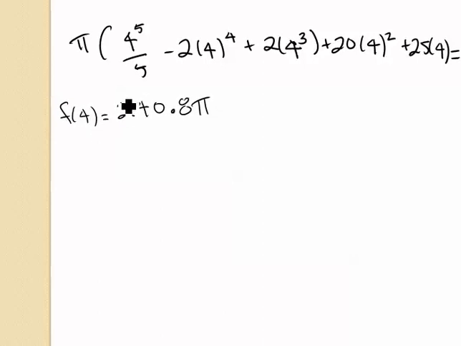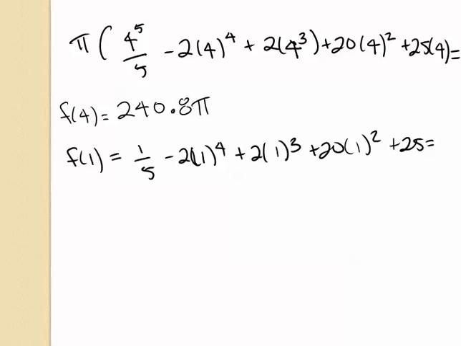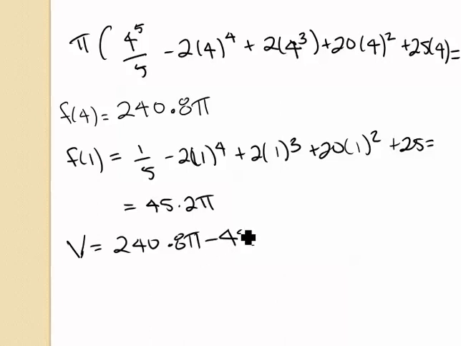And now let's evaluate that at f of 1. So evaluating that by substituting 1 in for x gives me 45.2 pi. We're going to subtract those to get the full volume of our solid. So 240.8 pi minus 45.2 pi gives us a final volume of 195.6 pi.